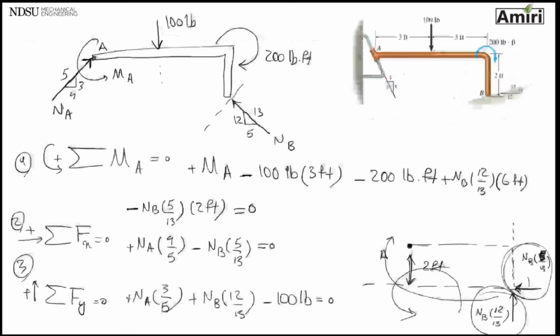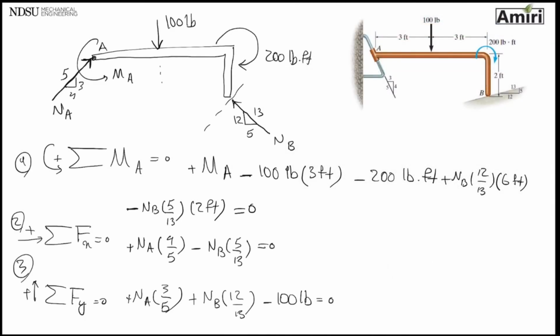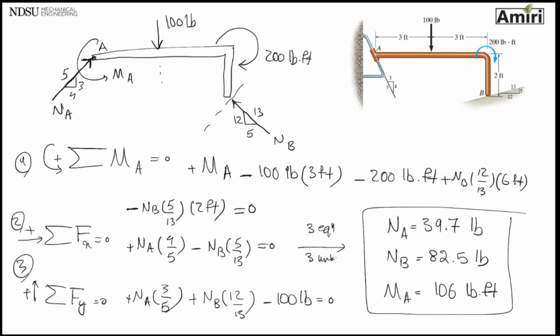So if you do the math and you do the 3 equations, 3 unknowns, you are going to get 3 values for the 3 unknowns. So I'm going to give you the answer if you want to check them. NA is going to be 339.7. NB is going to be 82.5. And MA is going to be 106 pound-feet. Okay, so I did 3 equations, 3 unknowns, and I got these final answers.